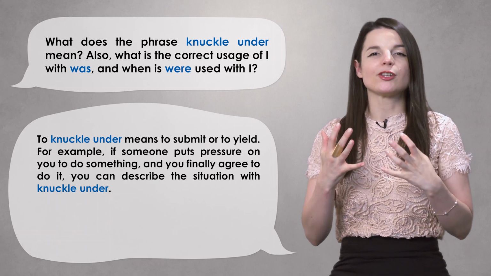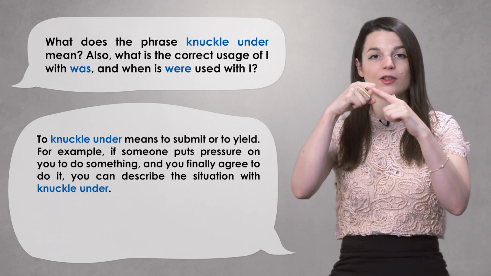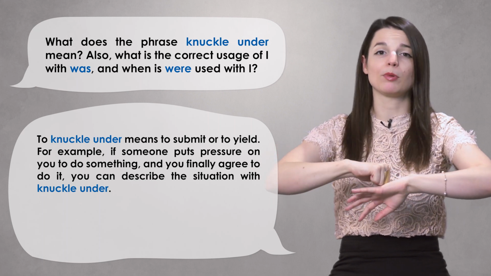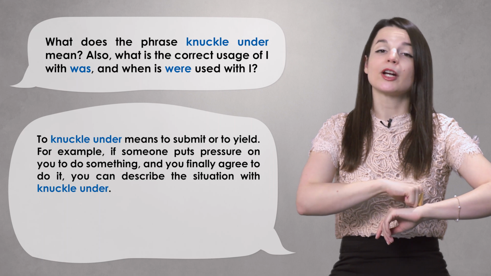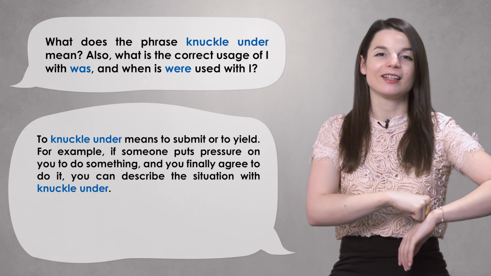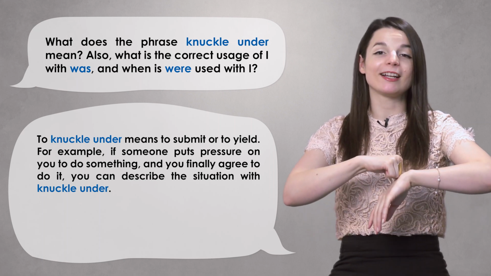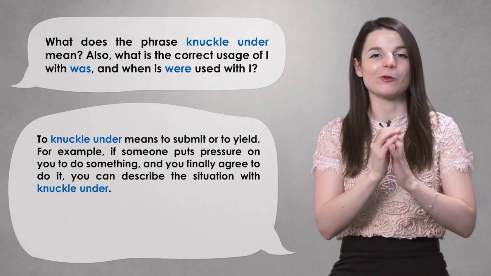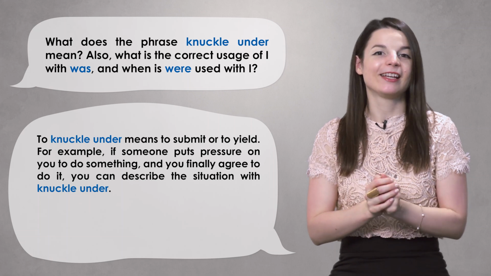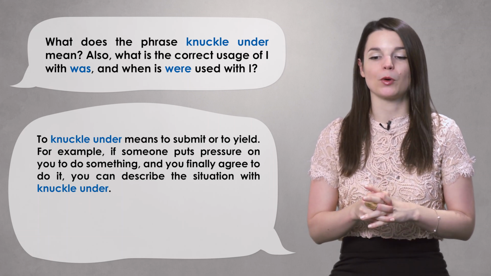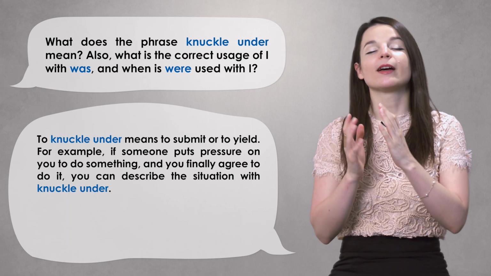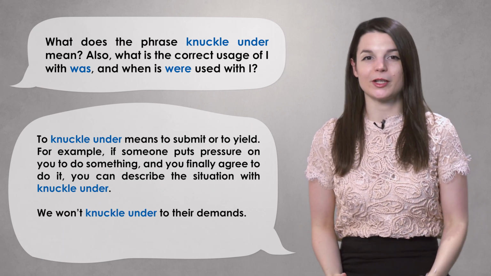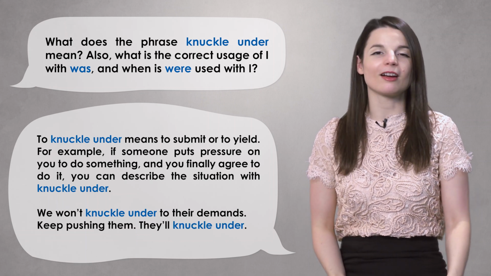You can imagine that someone uses their knuckle. So this part of the body is called the knuckle. You can kind of imagine someone applies their knuckles to apply pressure to someone to get them to do something. So this might be a helpful image. When you finally agree to that thing, you go under their knuckles, like they've pushed you into this situation or into a task that you really didn't want to do, or it was difficult to agree to. So that's the meaning of knuckle under. Some examples. We won't knuckle under to their demands. Keep pushing them, they'll knuckle under.